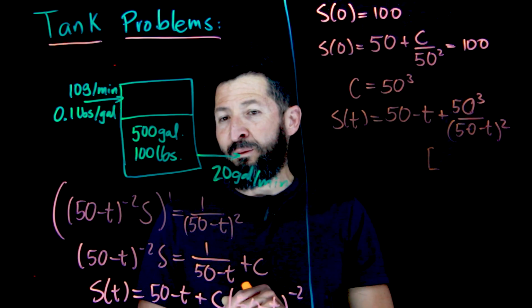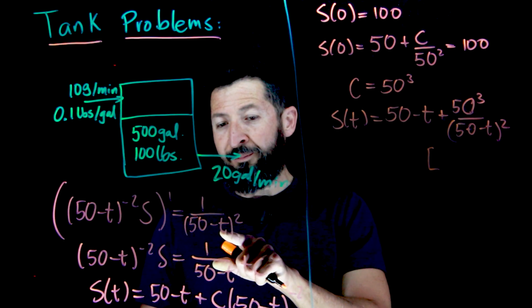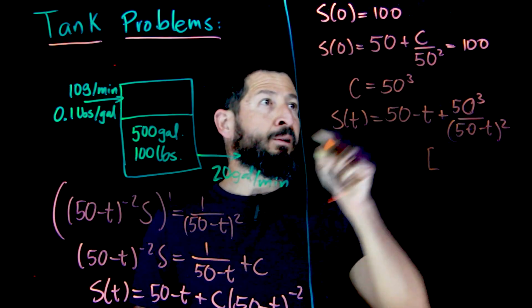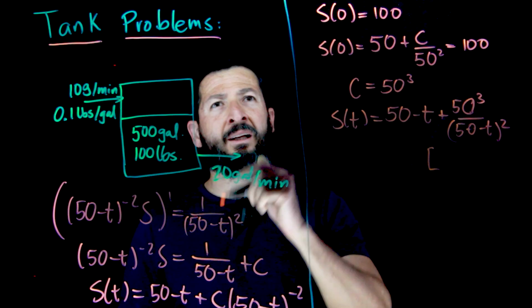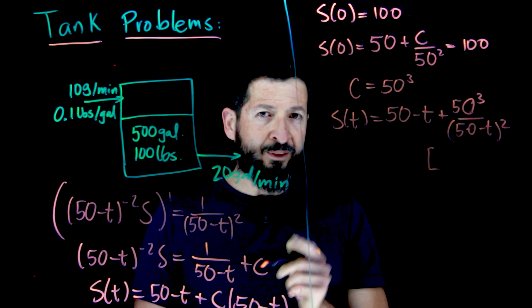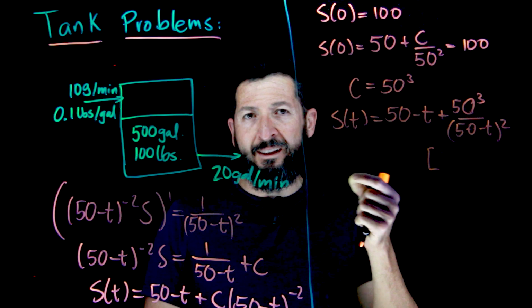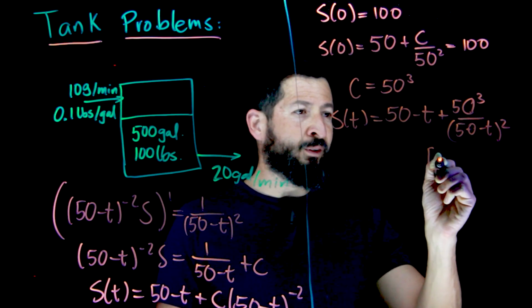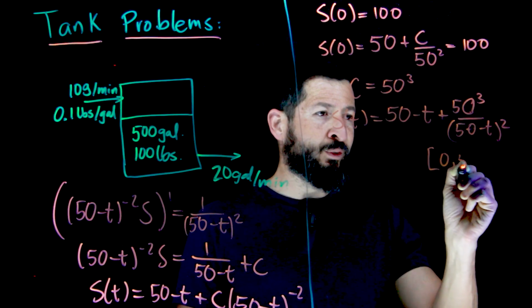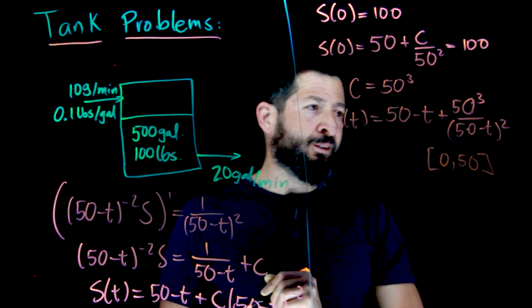And when does that empty? Well, that empties when my volume, which I calculated, was 500 minus 10t. So when t is equal to 50, that function equals 0. So this is only valid from 0 to 50 for the values of t.